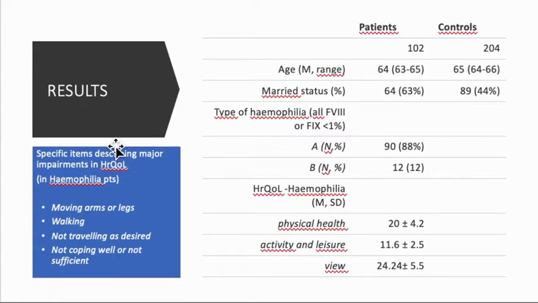So let's start to see the main results. The study involved 102 patients with a mean age of 64 and 204 controls with a mean age of 65. Pertaining to the impact on quality of life assessed with the disease-specific tool, patients with hemophilia show the highest impairment in the dimensions of physical health, physical activity, and view of yourself. Concerning physical health, patients show difficulties in moving arms or legs and walking. Other problems involve not traveling as desired and not always coping well, or in a not sufficient way, with the disease.